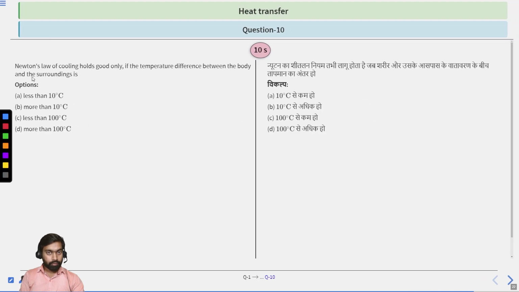Question 10. Question is, Newton's law of cooling holds good only if the temperature difference between the body and surrounding is what? Given options: option A less than 10 degrees Celsius, option B more than 10 degrees Celsius, option C less than 100 degrees Celsius, and option D more than 100 degrees Celsius. So which one is correct? You have 10 seconds to solve this question. After 10 seconds, we will provide the solution.